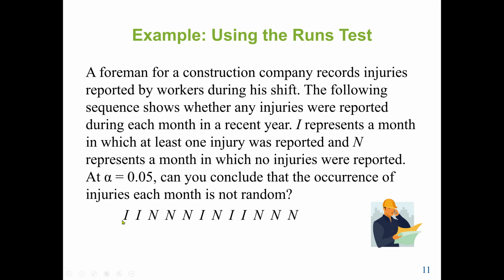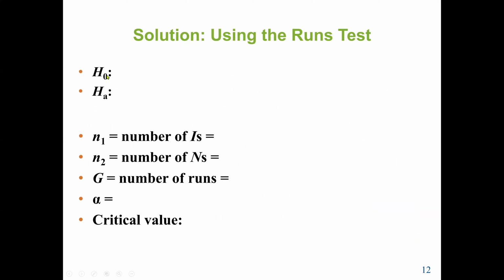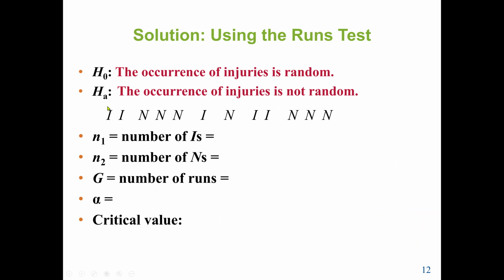So this is what is given to us, 12, which means one year, each month. So I can tell I is 1 run, N is 2 runs, I 3, 4, 5. So we have 6 runs. And N1 will be 1, 2, 3, 4, 5, and N2 will be 1, 2, 3, 4, 5, 6, 7. So first we state our H0 and HA. The occurrence of injury is random. The occurrence of injury is not random.